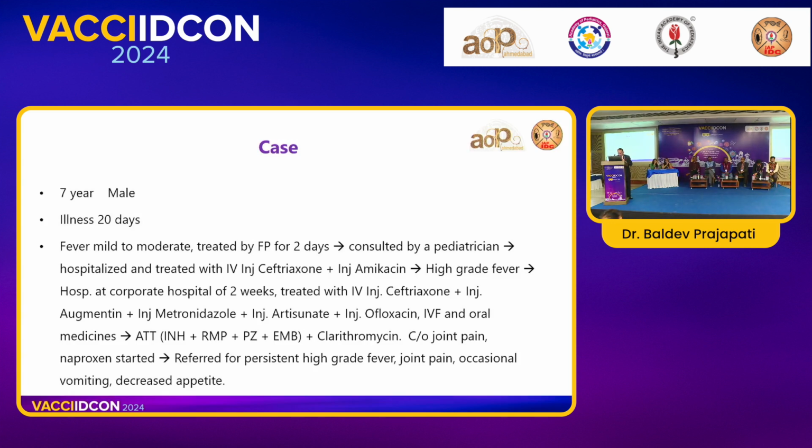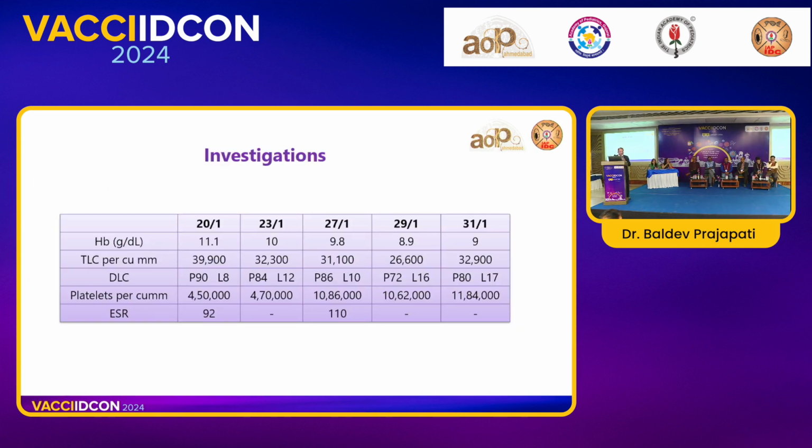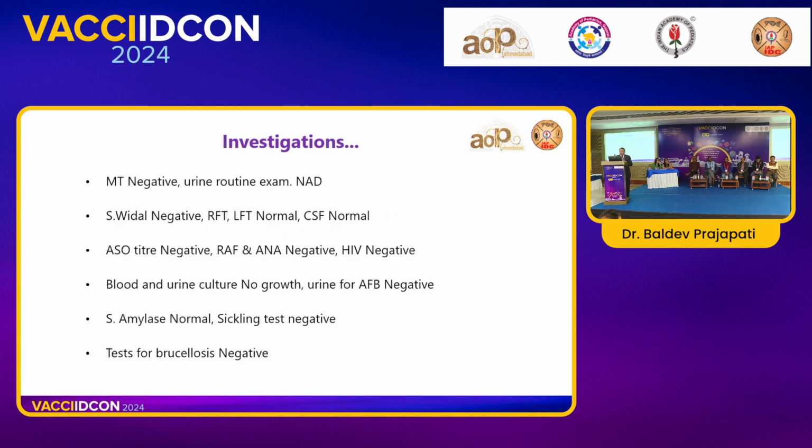Rheumatology started naproxen and referred to us. This patient was from Rajkot with persistent high-grade fever, joint pain, occasional vomiting and decreased appetite. Investigations before referral: hemoglobin was fairly good, around 9 to 10. Total count was high every time with polymorphonuclear reaction. Platelets were high, not sky high, but high. ESR was raised. Other investigations from the tuberculosis point of view were negative. Widal was negative. Renal functions, liver functions and CSF showed nothing positive.